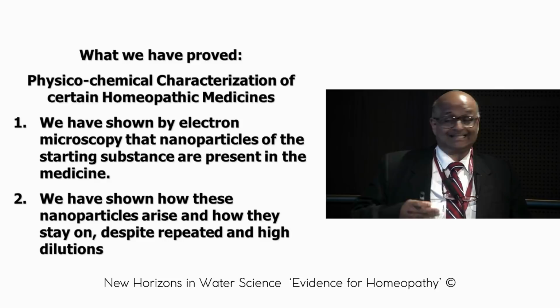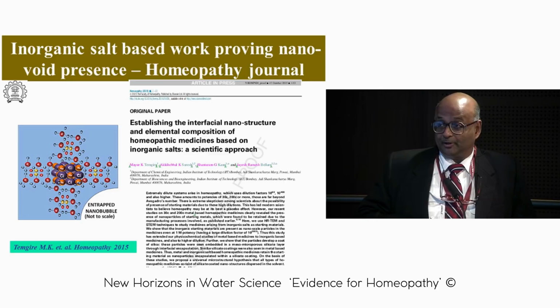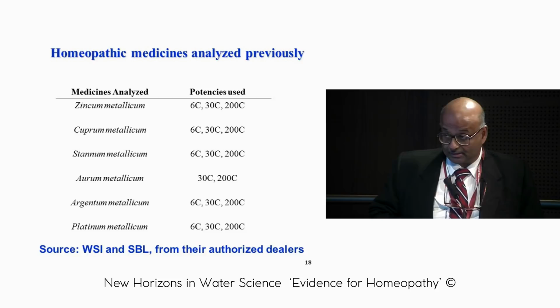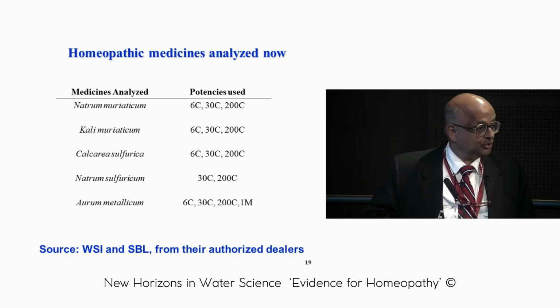So here are some of the papers which we published, which I'll just skip through, including one in a mainstream ACS journal, Langmuir, and several others. Let me skip through those quickly. The medicines which we've looked at: we began with metallic systems because they're easy to look at in electron microscopy. We've also moved on to inorganic salt-based medicines. We have not been able to do herbal medicines nor nosodes. So our work is restricted to metals and metal salts.